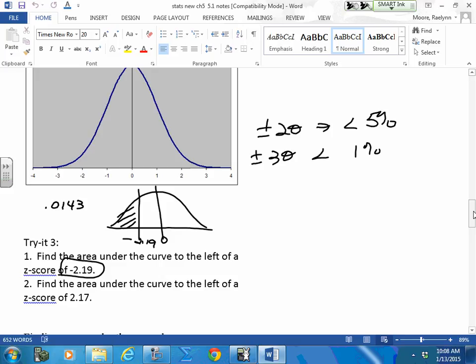We have an unusual and very unusual. This is even less than that. It's like less than 0.5%.